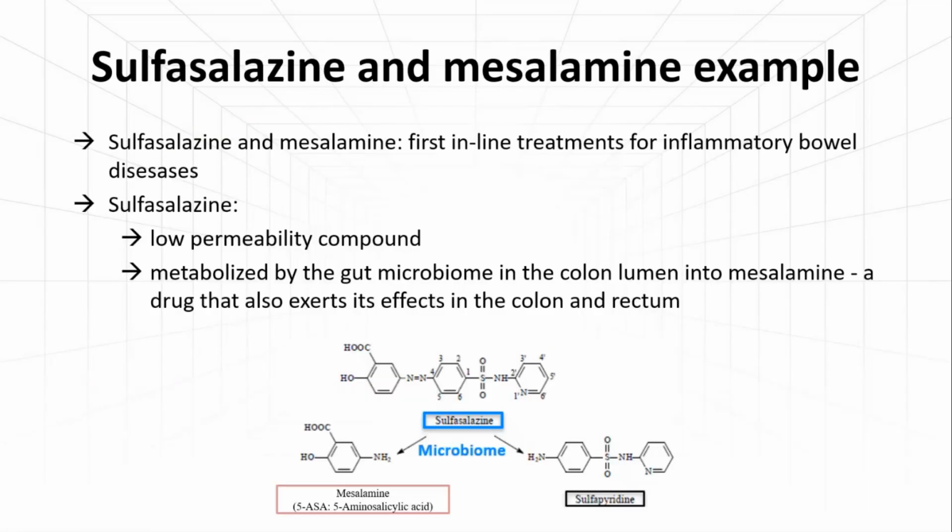Now, a few words about the example project. Sulfasalazine and mesalamine are first-in-line treatments for inflammatory bowel diseases. Sulfasalazine is a low permeability compound which is metabolized by the gut microbiome in the colon lumen into mesalamine, a drug that also exerts its effects in the colon and rectum. Sulfapyridine is the second metabolite formed in the colon, which is non-active. Let's now switch to GPX to see first how to implement the microbiome into the sulfasalazine model.